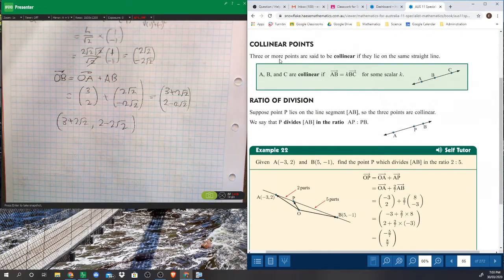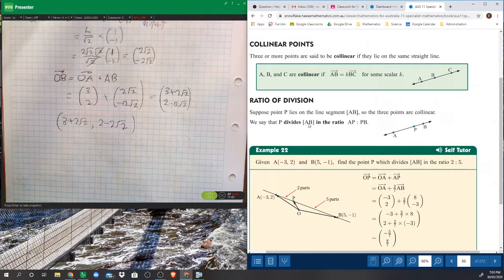All right, moving on. Collinear points. Remember, the capital letters are points in space. If you have a vector written in terms of two capital letters, it's a vector that takes you from the point A to the point B. So AB is equal to k BC. We call this a ratio division. Say point P lies on the line segment AB, such that the 3 points are collinear. See, they're all on the same line? That's what we're talking about.